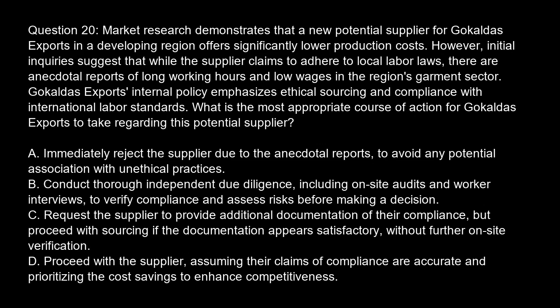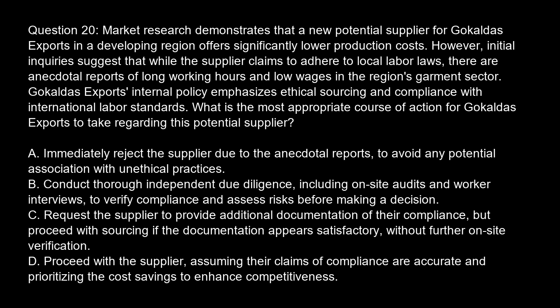Market research demonstrates that a new potential supplier for Gokaldas Exports in a developing region offers significantly lower production costs. However, initial inquiries suggest that, while the supplier claims to adhere to local labor laws, there are anecdotal reports of long working hours and low wages in the region's garment sector. Gokaldas Exports' internal policy emphasizes ethical sourcing and compliance with international labor standards. What is the most appropriate course of action for Gokaldas Exports to take regarding this potential supplier?